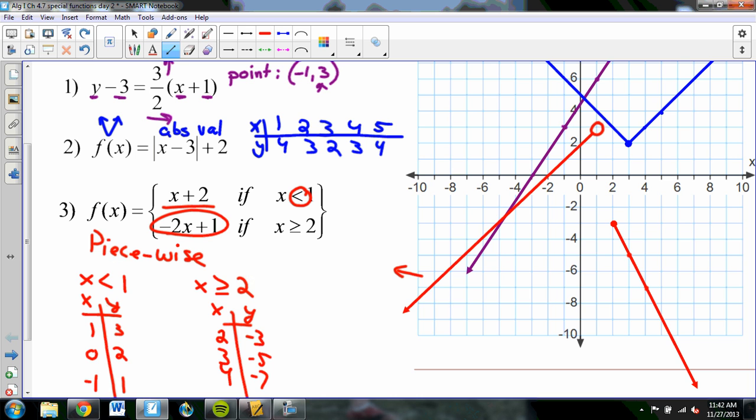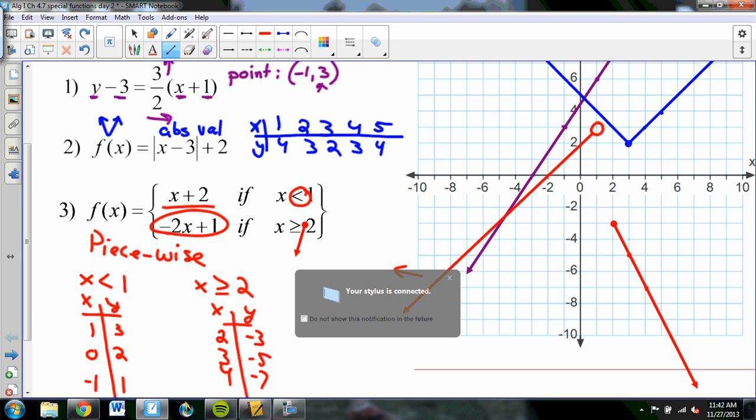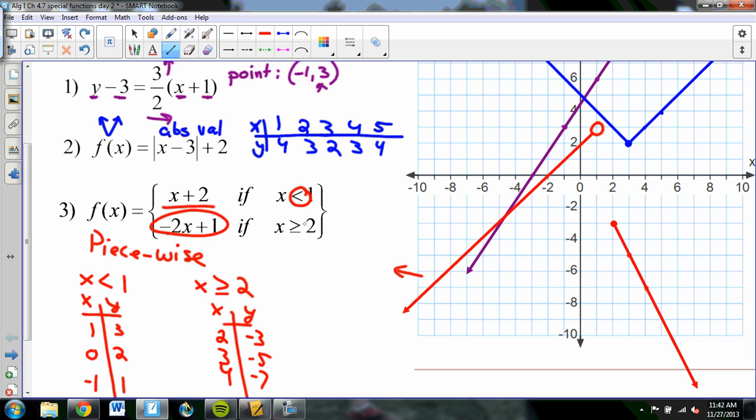This arrow is pointing to the right. Stop doing that. This arrow is pointing to the right. So the graph moved to the right.